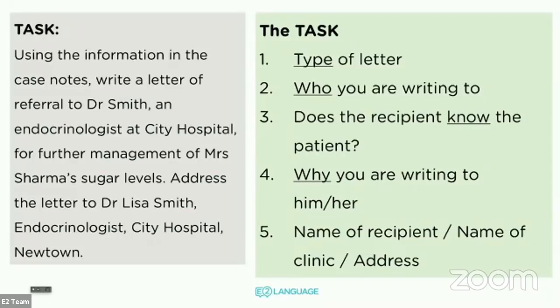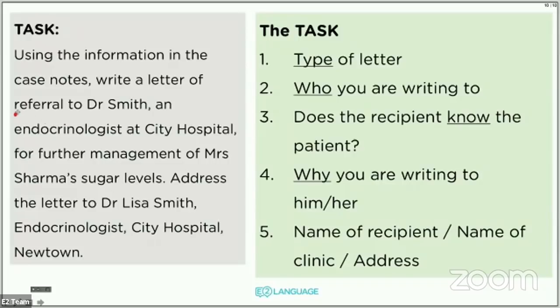Okay, let's look at this one. What type of letter are we writing? It's probably going to be a referral, but we better check. Yes, it's a referral letter. Cool. Who are we writing to? Well, we're writing to an endocrinologist this time. An endocrinologist. Okay, got that. Does the recipient know the patient?